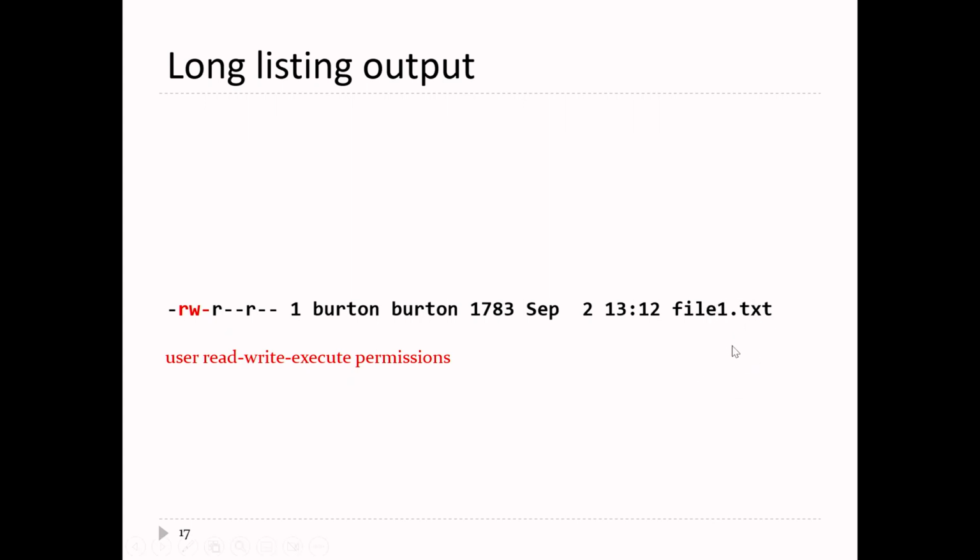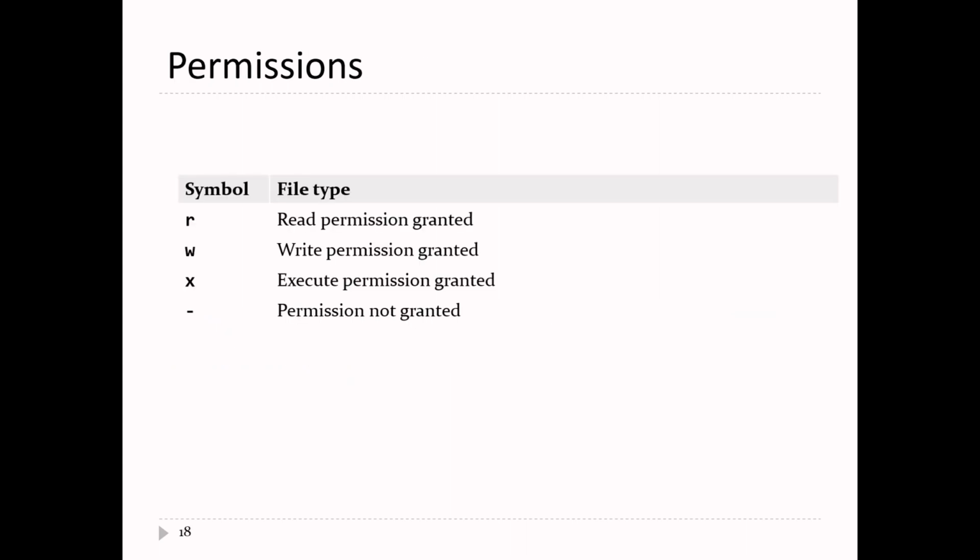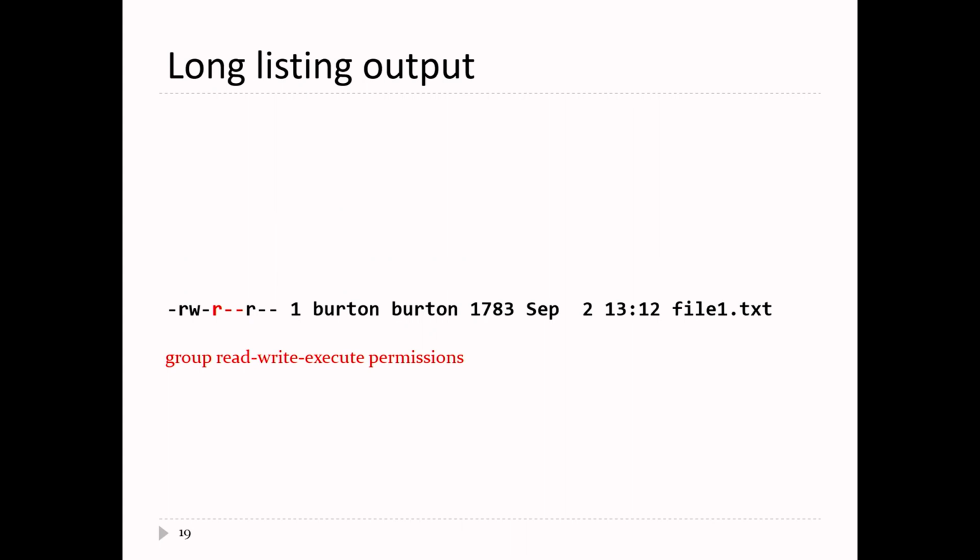Right? The fact that there's no execute permission means I can't run file1.txt as though it were a program or a command. That's all that means. Right, so the first three are the user permissions. The next three are the group permissions. Right? So whoever's in the group Burton would have read permission on this file, but they do not have write, and they do not have execute permission on that file.